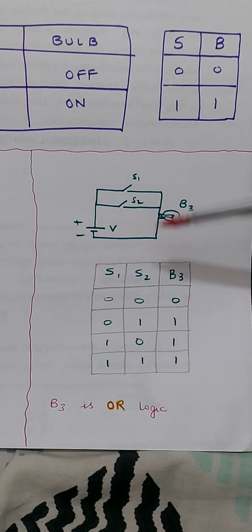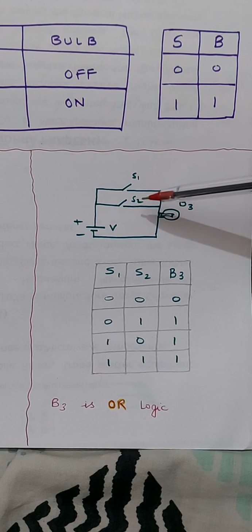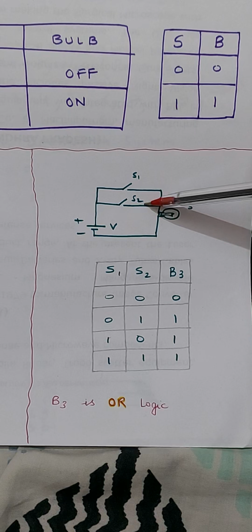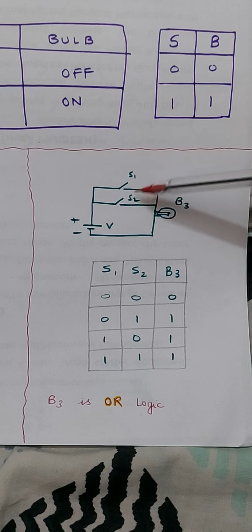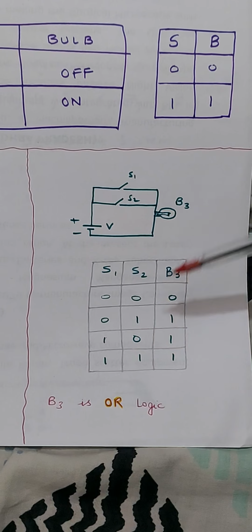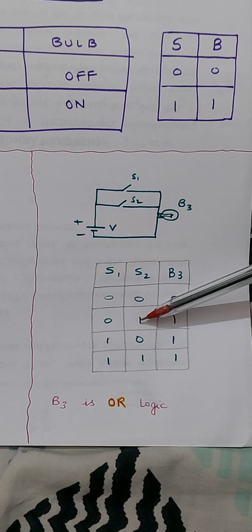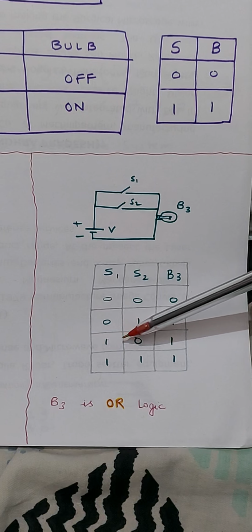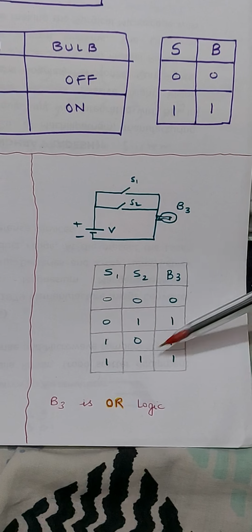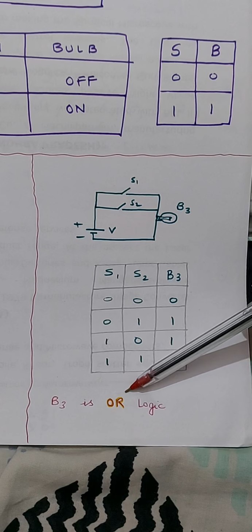So this is OR logic, either switch 1 or switch 2. Did you hear? Either switch 1 or switch 2 is on, the bulb will be on. So either 2 or 1 is on, the bulb will be on, or both are on. So that's why this is called OR logic.